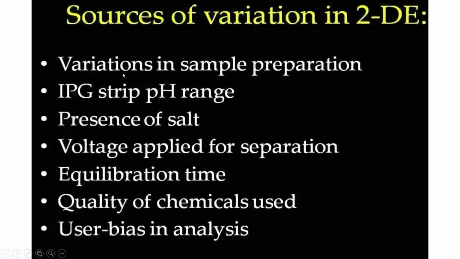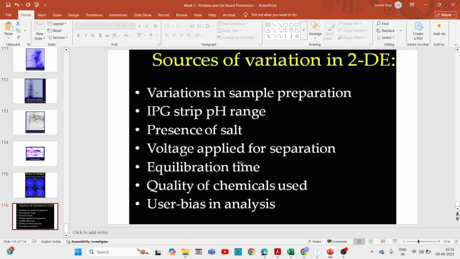The same thing, different sources: variation in sample preparation, IPG strip pH range, presence of salt, which is a contaminant, the voltage applied, equilibration time as well. Each and every step also affects the gel, as do the quality of chemicals used, user biases, etc. So these are certain case studies and challenges I talked about in the last lecture.